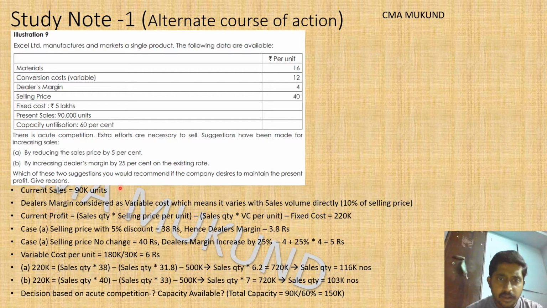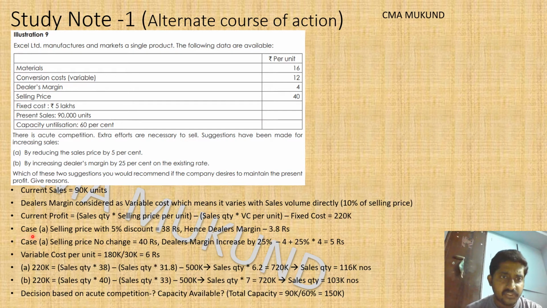So here we have to maintain the profit. The company desires to maintain the present level of profit, so you can easily calculate the present profit. We can apply the same formula which we have seen in our earlier problem. Current profit is sales quantity multiplied by the selling price per unit, which is the total sales, minus sales quantity multiplied by variable cost per unit, which is the total variable cost. This gives you the contribution; minus the fixed cost gives you the present level of profit, which comes to 220,000 or 2.2 lakhs.